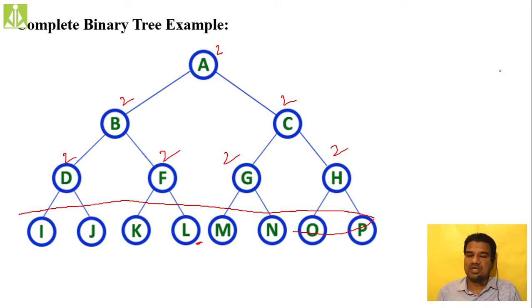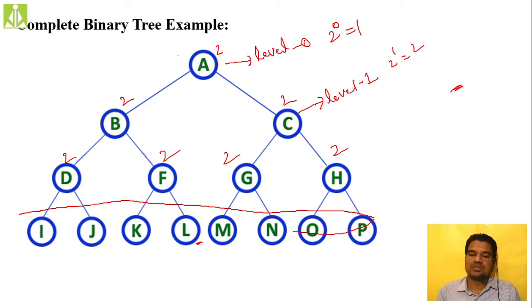So over here, level 0, how many nodes can we insert? Only 1. That we already have over here; this is level 0. 2 power 0 is 1, and that one node I have over here. So I can shift to the first level now. At level 1, I can have 2 power 1, that is 2 nodes. I have 2 nodes over here, B and C, at this level.